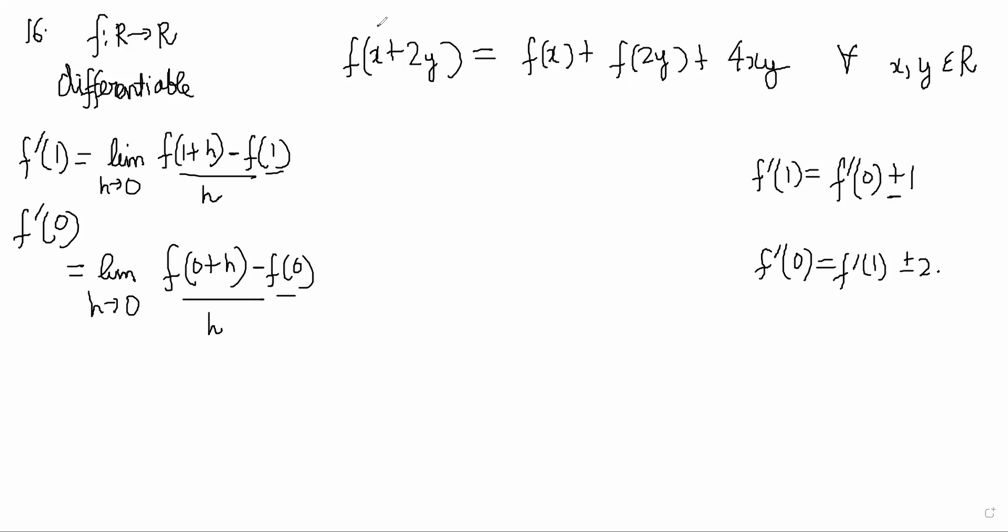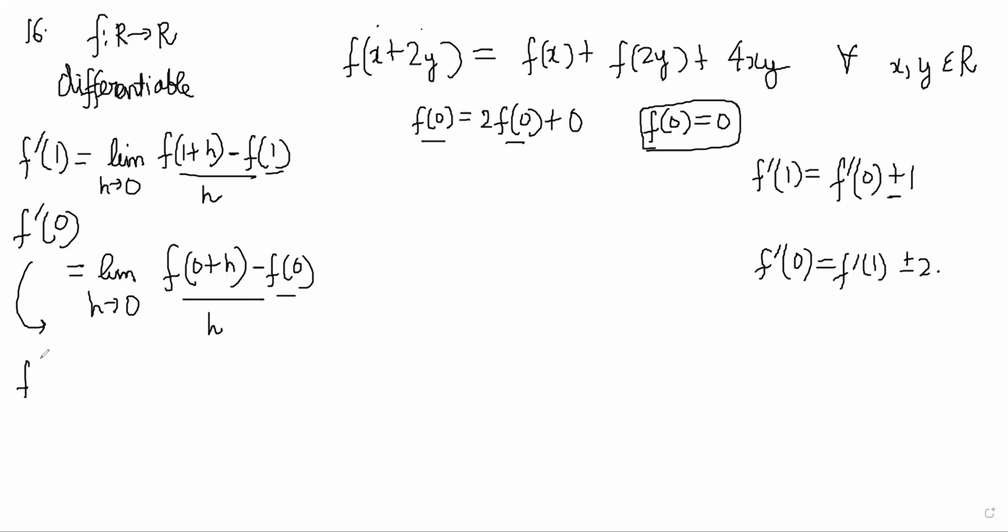Okay, so can we find out values of f of 1 and f of 0 somehow, like using this? If I put 0 for both, what happens? It becomes f of 0 is equal to f of 0 plus f of 0 plus 0, right? So we are getting f of 0 is 0. So now we know that this f dash 0 is actually limit of h tends to 0, f of h by h, right? And let's try to find out value of f of 1 if we can.